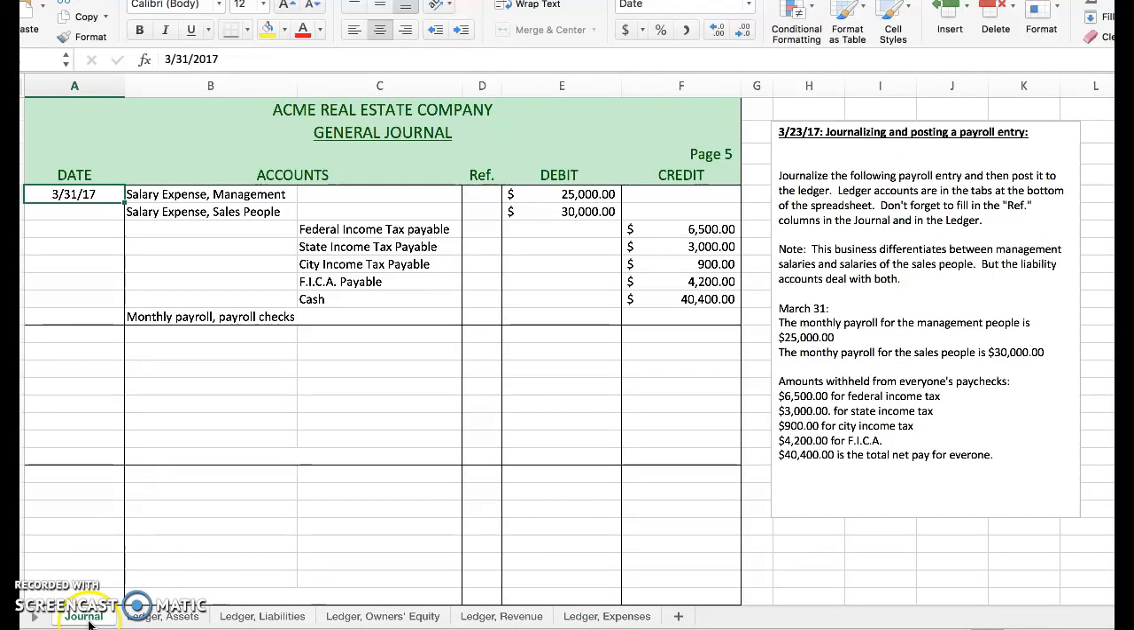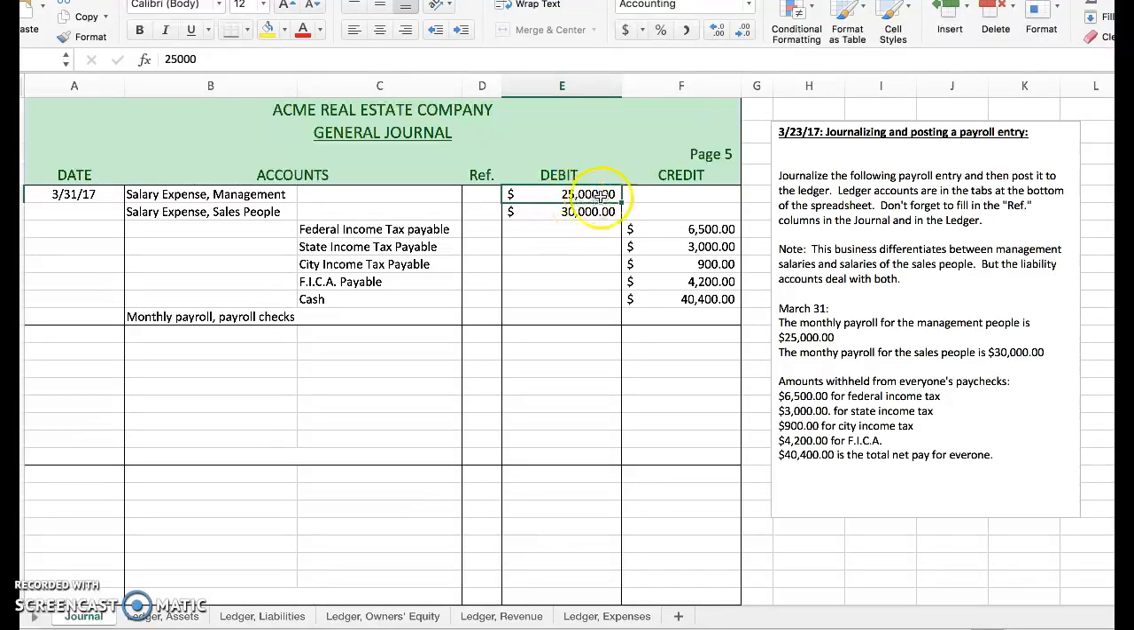So let's go back to the journal, and let's quickly go through the journalizing and posting. As I said, the journal entry is already there, and you see that the entire salary expense for the company, if you add these two numbers, is $55,000. But we've broken it up. Our management people, that includes all the office people, could be the president, the vice president, could be the accountant, as a matter of fact. Those kinds of people we consider as management.